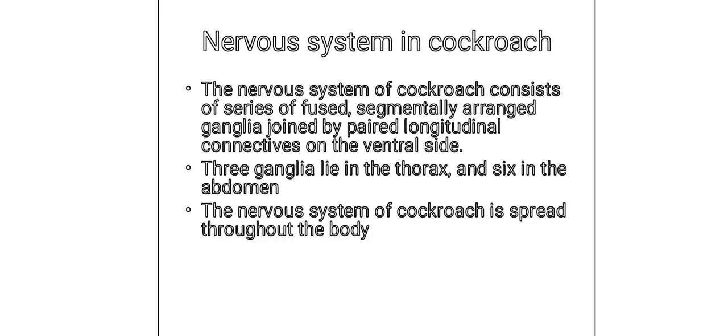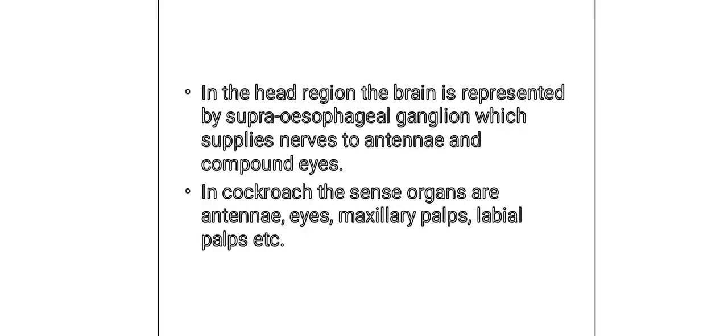Further, in an overall view, if you look at the cockroach, you will see that its nervous system is distributed throughout the body. That means its nervous system connects each and every part of the body. Further, in the head region you will find the brain. Like in humans, as we all know, the nervous system is made up of the central nervous system and the peripheral nervous system, and in the central nervous system you find the brain and the spinal cord.